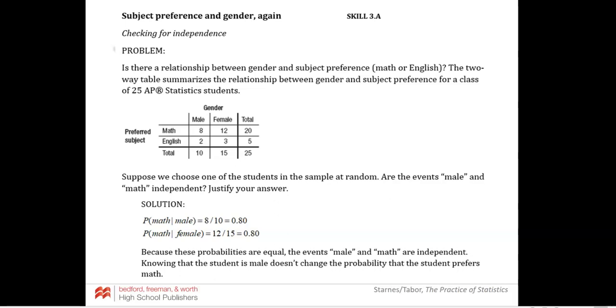But evidently, females, 12 out of 15 preferred math. So given that you're male, what's the probability of math? Given that you're female, what's the probability of math? That's how you test this. And you get 80%, 80%. Because these probabilities are equal, the events male and math are independent. So for this class, they're independent events. If you're female or male, 80% prefer math.